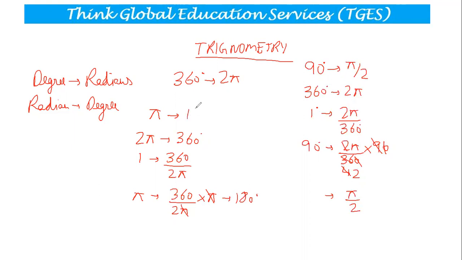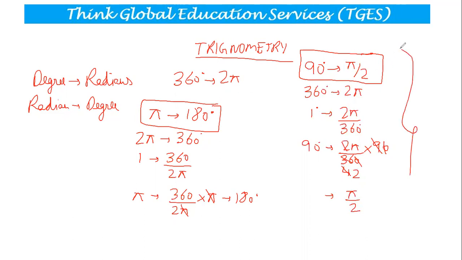So from here I come to know that pi is 180 degrees, and similarly 90 degree is pi by 2. So I can convert any degree into radian or any radian into degree by using the basic unitary method. So I hope this is clear to everyone. Now let's try one question on how they will actually test you on conversion of degrees to radians or vice versa. So let's try this question.